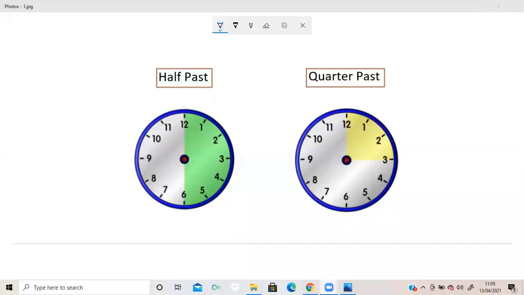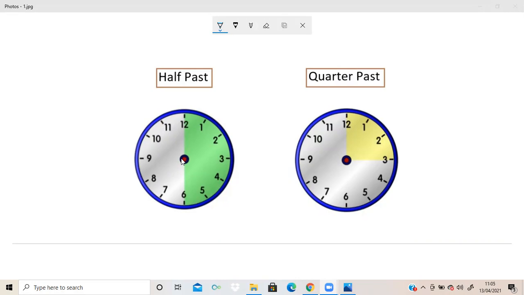Today's topic is time. In my previous video I discussed o'clock with you, but in this video we are going to talk about half past and quarter past. So look at the picture. We can see two clock faces without hands.